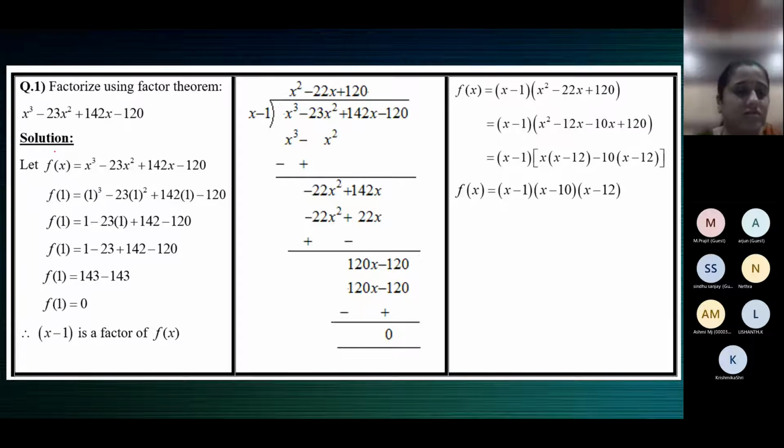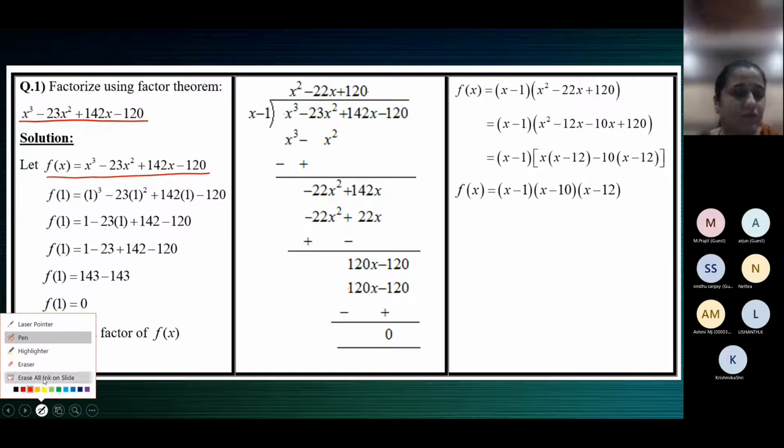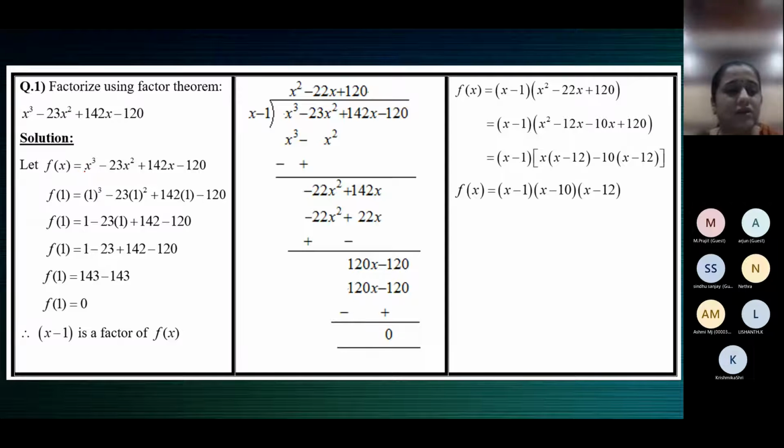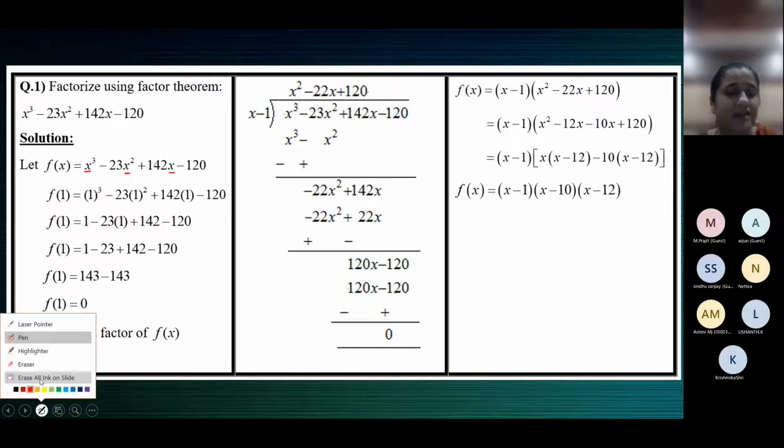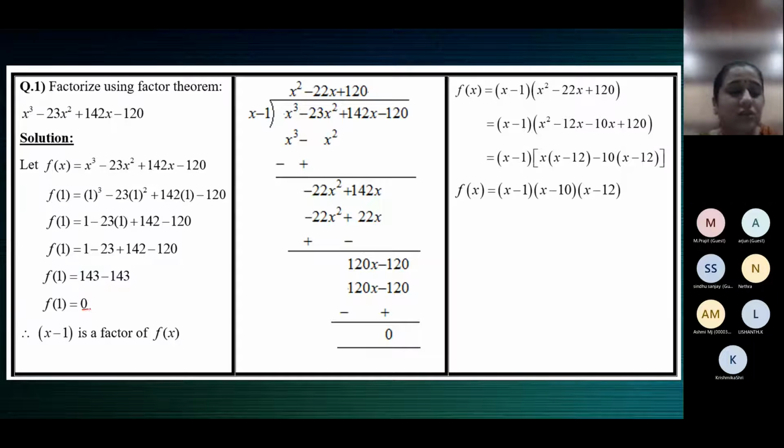So now how do we do this? So let's name this cubic polynomial given. So let f of x be the given cubic polynomial. Now let's try f of 1. That is, in the polynomial, in place of x, we're going to use 1, and find the value of the polynomial at x is equal to 1. Find f of 1 meaning find the value of f of x at x is equal to 1. So when you work f of 1 is 0.